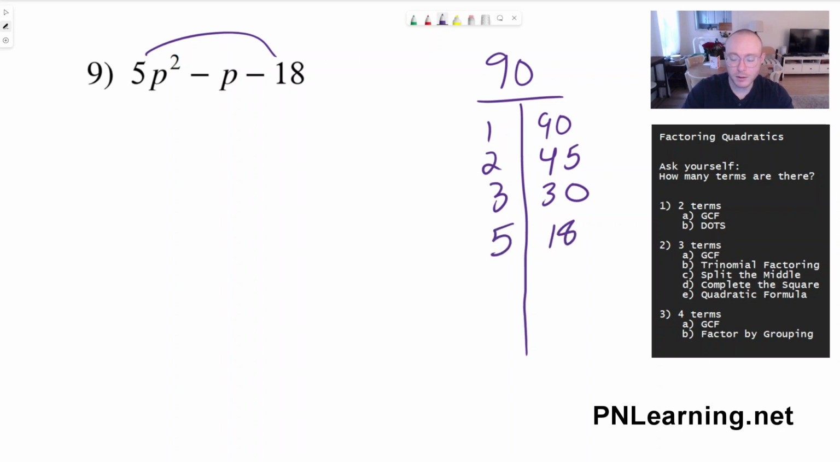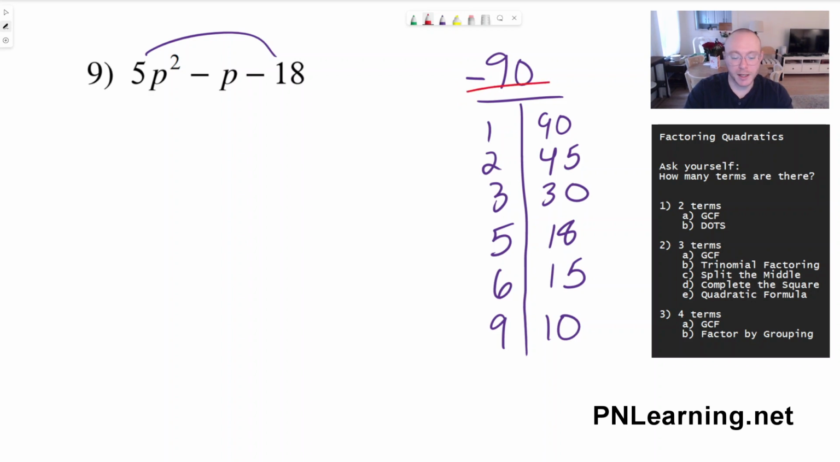5 and 18. 6 should be able to work, right? If we double this 3, we'll cut this in half. So that's 6 and 15. 7 won't work. Then 8 also won't work since we don't have a 4. 9 should work, 9 and 10, and then of course you would have 10 and 9. That's the end of our factors. Oh, looks like I forgot to write my negative in front of my 90. Always double check that, right? Are we factoring a positive or a negative?